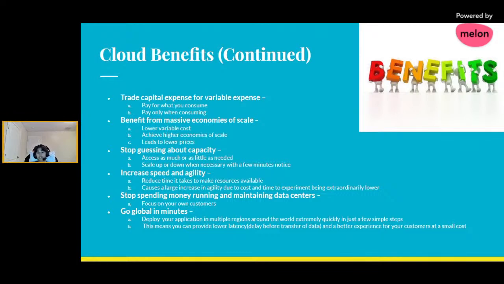So for the first one, which is trading capital expense for variable expense, you get to pay for what you consume, and get to pay only when you're consuming it. For the benefit from massive economies of scale, you are offered a lower variable cost, and you're able to achieve higher economies of scale. This is going to help you with lower prices, and with this, you can stop guessing about the capacity. You can access as much or as little as you need, and you can scale up or down when necessary with a few minutes' notice.